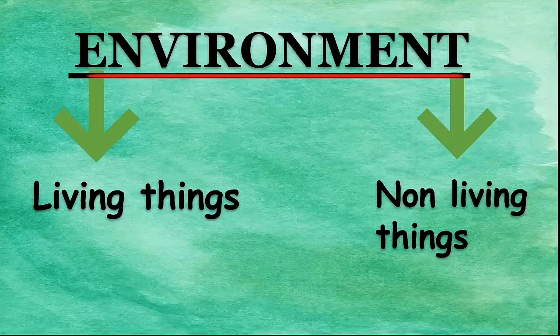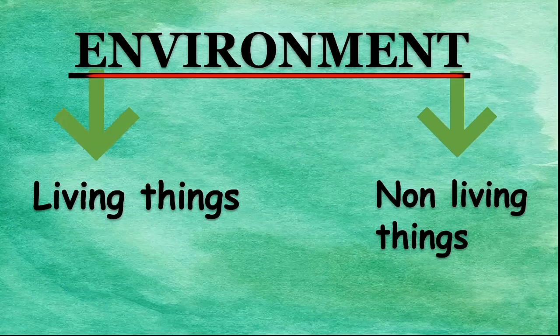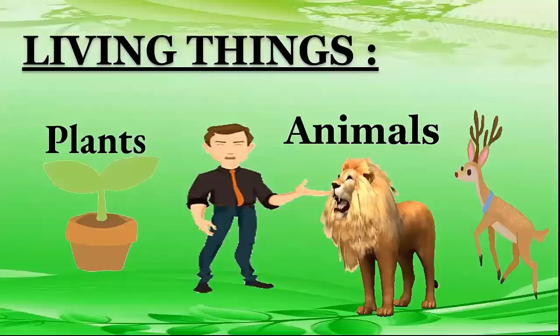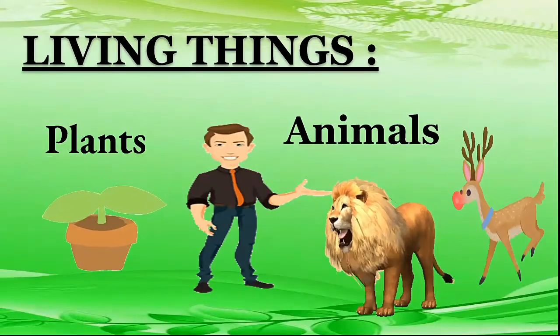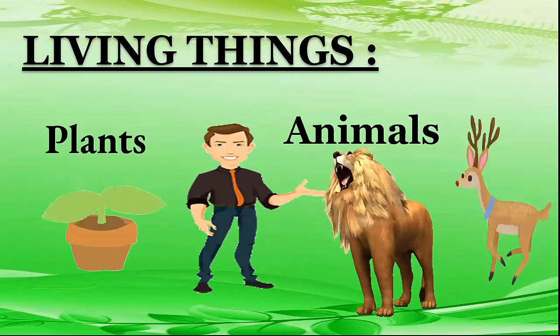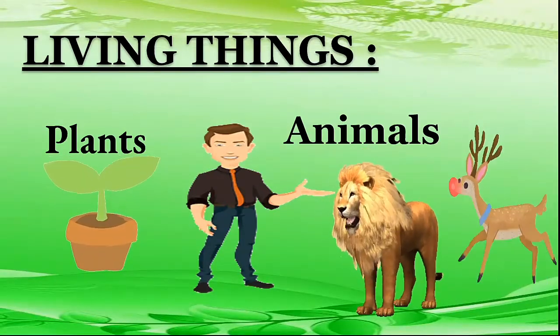Children, environment is everything that is around us. It can have both living things and non-living things. Okay children, now let's see some examples of living things. Plants and animals are the examples of living things.